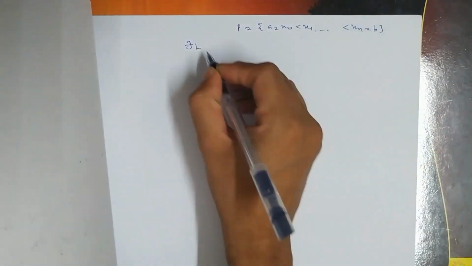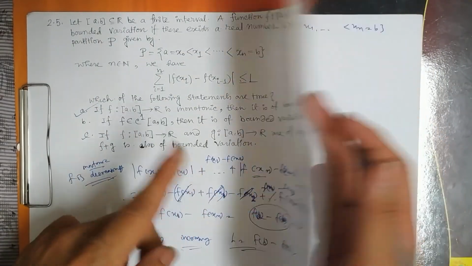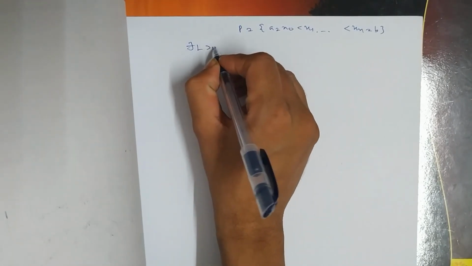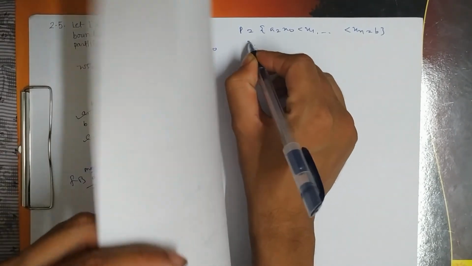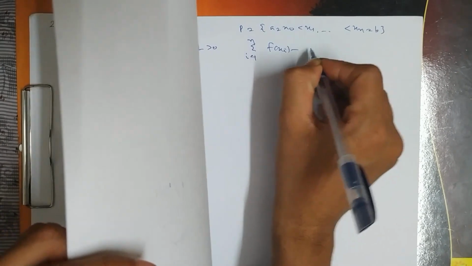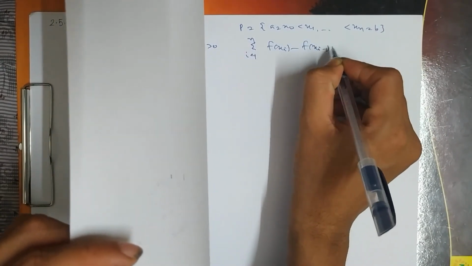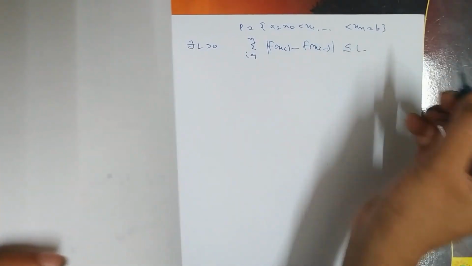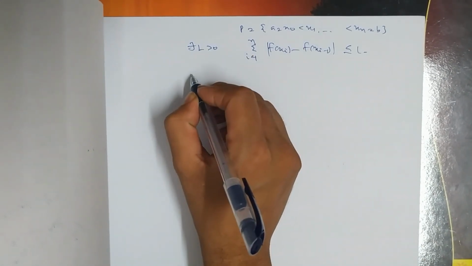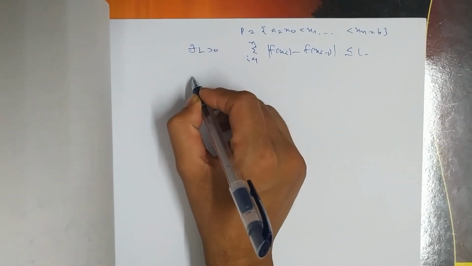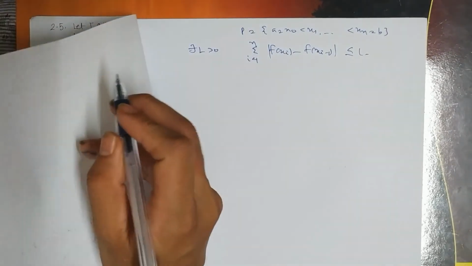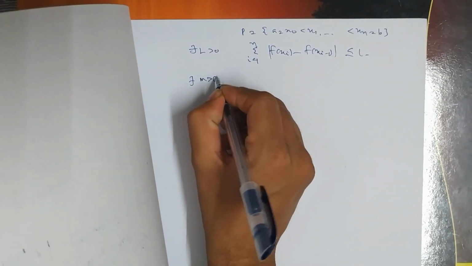Since f is of bounded variation, there exists L positive such that the summation from i equals 1 to n of |f(xi) minus f(xi minus 1)| is less than or equal to L. And then again for this particular partition, since g is of bounded variation, there exists some M positive, so that the same holds for g.